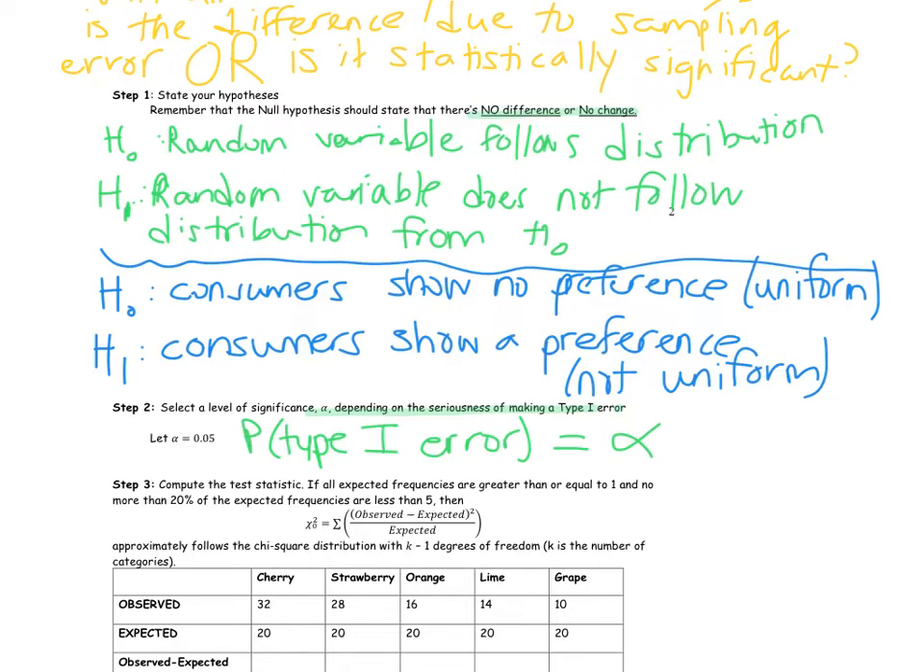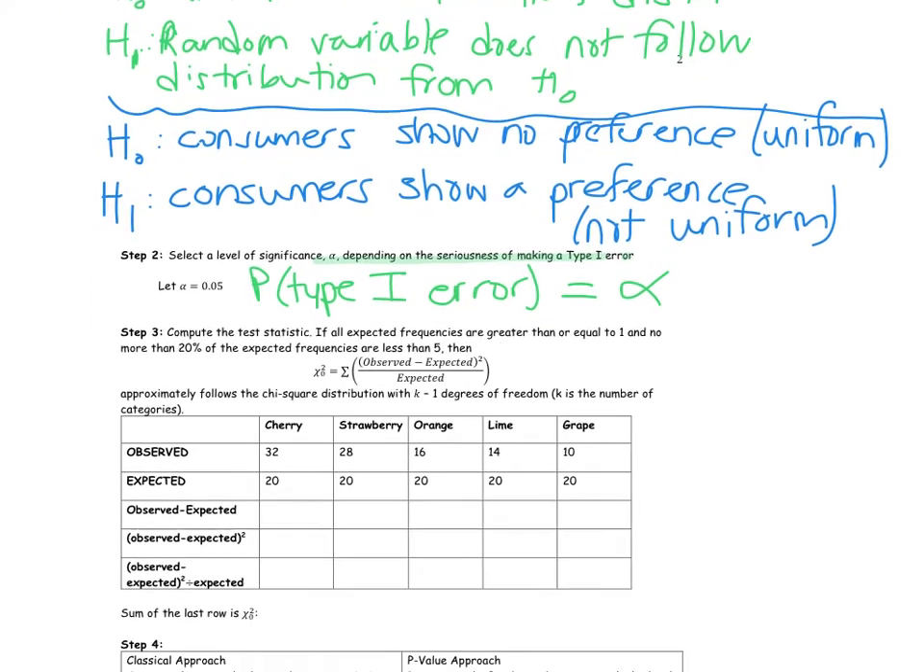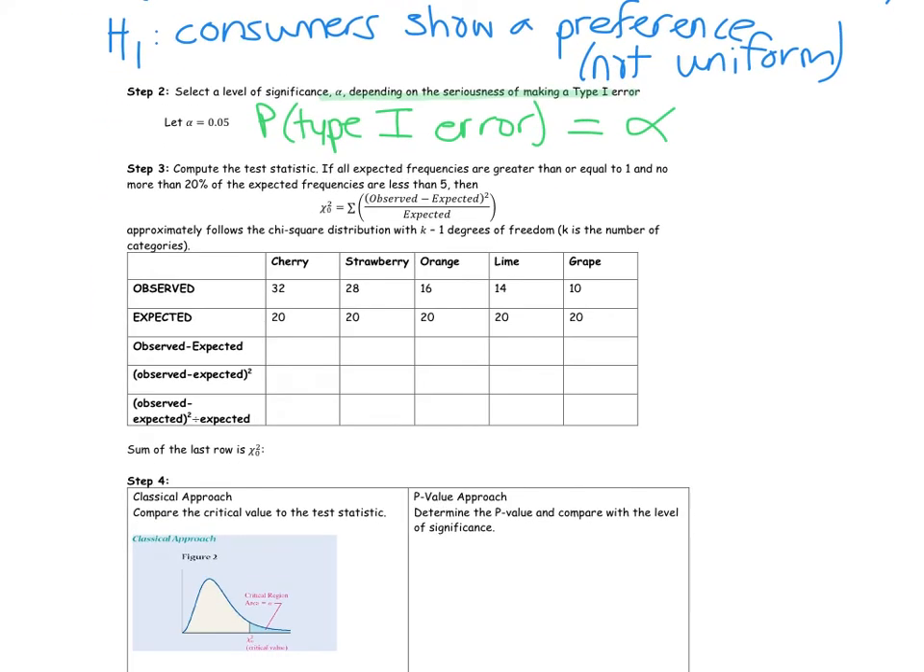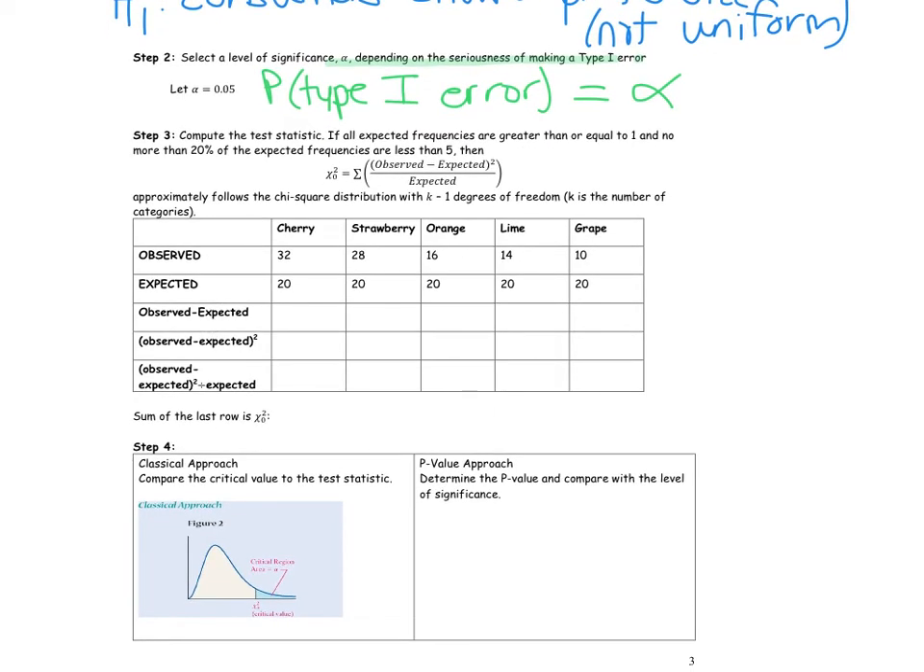Okay, so the expected values come from H naught. Those are the ones we calculate. So let's see how we're going to do our test statistic. We have this formula, which is going to be given to you on your formula sheet. You also have the assumptions. You guys are going to check this: all the expected frequencies that we calculate are greater than or equal to 1, and no more than 20% of the expected frequencies are less than 5.